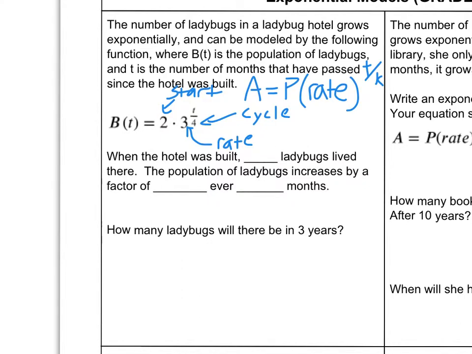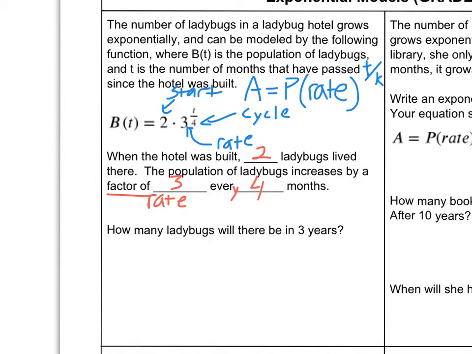So now that we've broken some of that down, when the hotel was built, the starting number, 2 ladybugs lived there. The population increases by a factor of, this is my rate, and this is not a rate in terms of percent, this is a rate of tripling each time. So we say it's a factor of 3, and this should be every, that's a nice typo, and the cycle length is going to be 4 for 4 months.